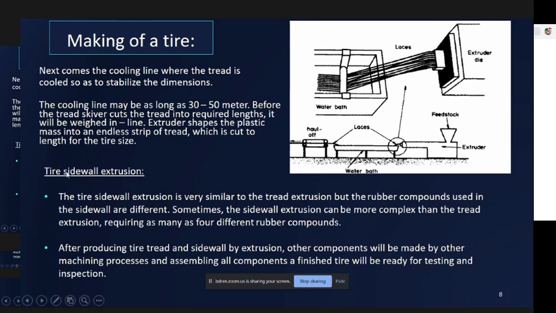and then comes the tire sidewall extrusion. The sidewall extrusion is very similar to the extrusion of the tread. However, the sidewall extrusion can be a little complex, and the components used here are also different, and we may use as many as 4 different rubber compounds. After this, the tire tread and the sidewall are produced with the help of an extrusion process, but the other components that are used in a tire are manufactured separately.